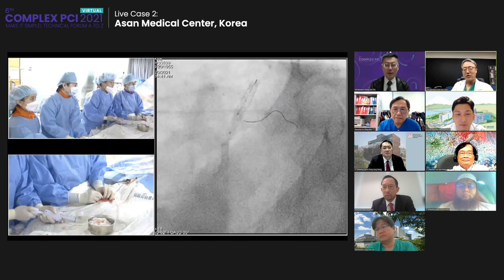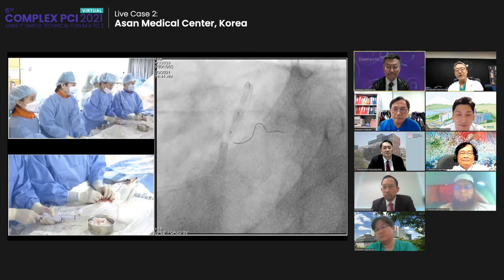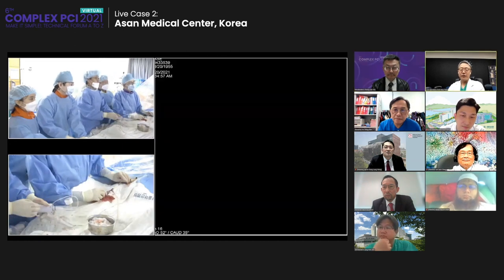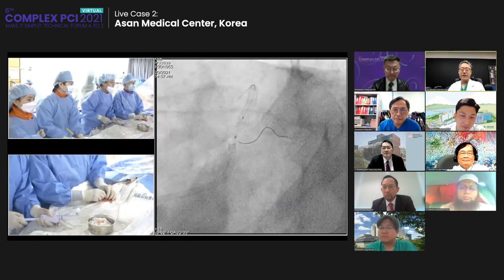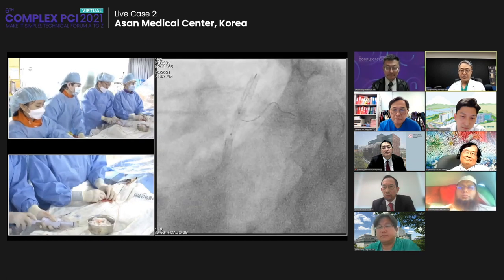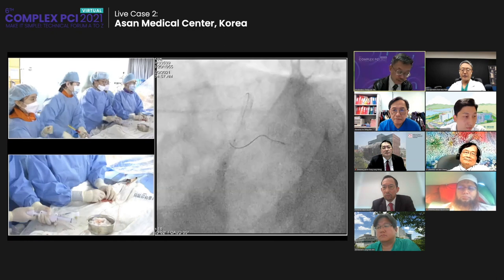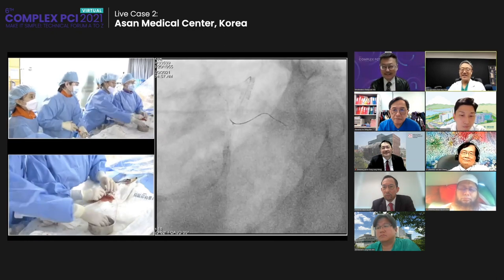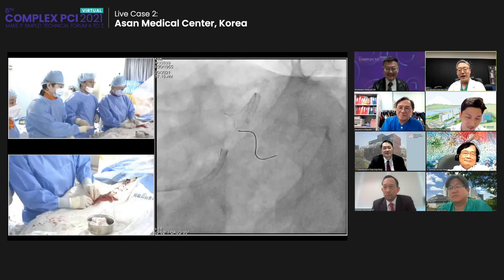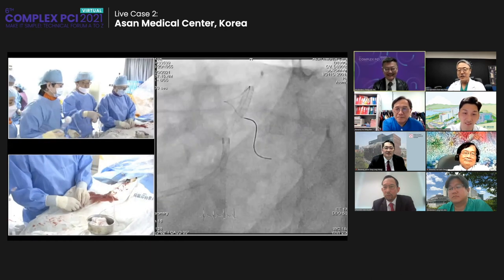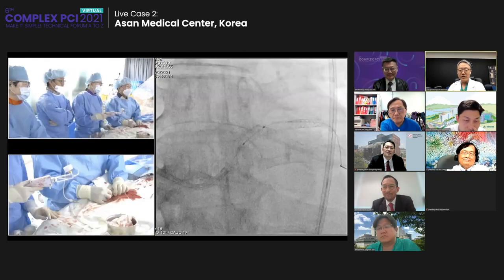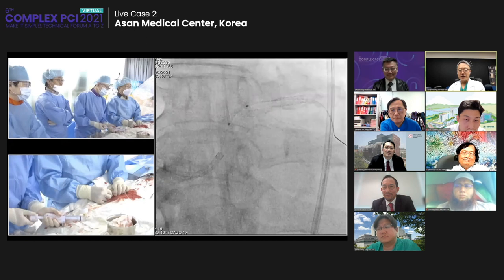Here is an NC balloon 4.0, high pressure. 4.0 NC balloon at 20. Here it is once again. Probably you can go up to 28. 28, yes, absolutely. After the NC balloon, there is some change of the flow. Yes, okay, and this is weird.